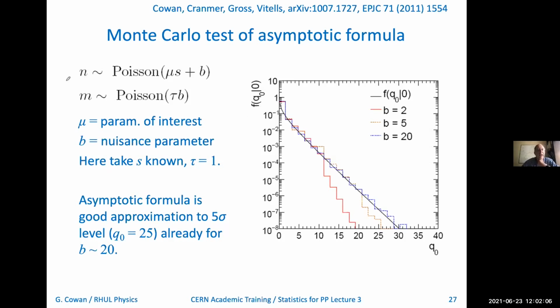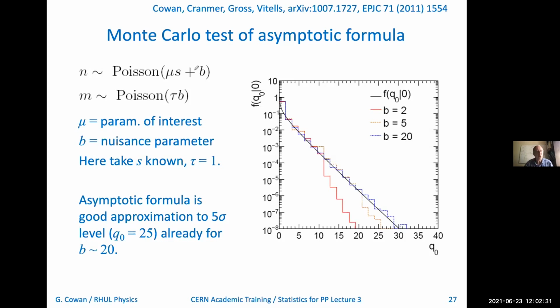Let's suppose that the histogram of n values just has one bin. So it's just a single number n, which is Poisson distributed with a mean of mu s plus b. Now, mu is my parameter of interest. Let me take b as a nuisance parameter. Let's suppose that I don't know the expected number of background events, so I have to treat that as a nuisance parameter. Well, how do you constrain that?